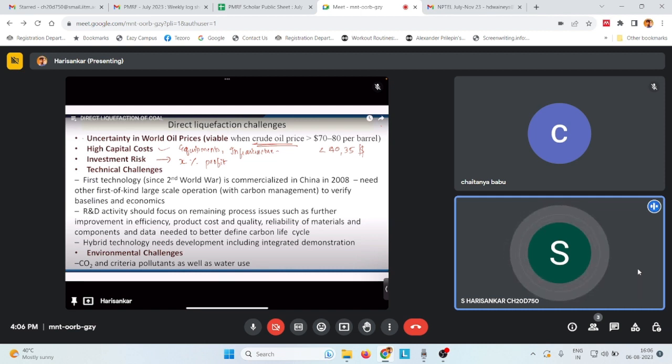Then of course there are a few technical challenges as well. The first technology commercialized in China was in 2008, and this first technology that was commercialized in China was found during the Second World War. So we need other first large scale operations with carbon management to verify baselines and economics.